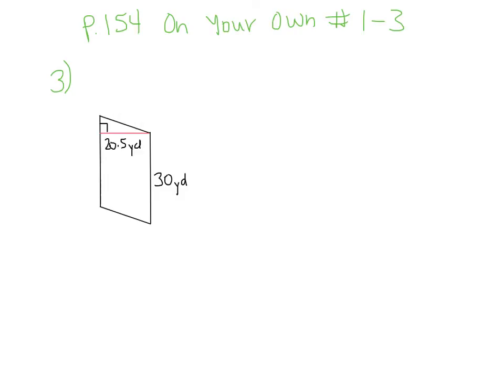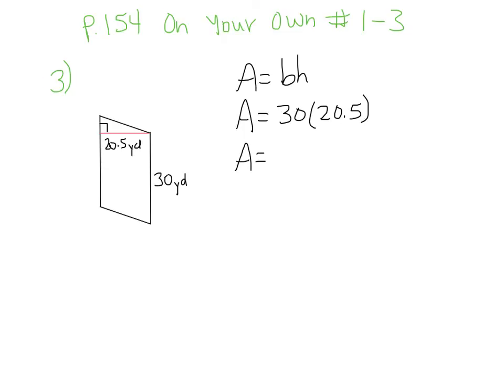Okay. So to start this one off, you do the same thing. Area equals base times height. Area equals, our base we just agreed was 30. I guess I agreed with myself. And then for the height we would have 20 and a half. And then you would multiply the two together.